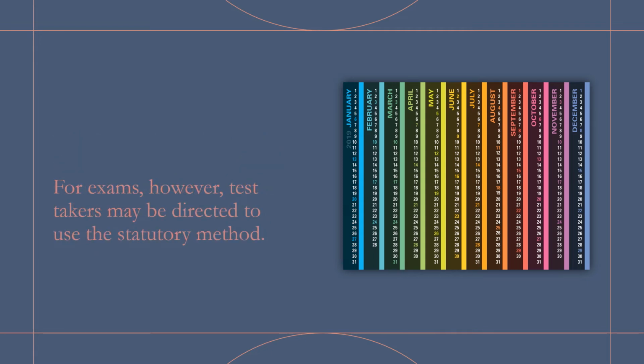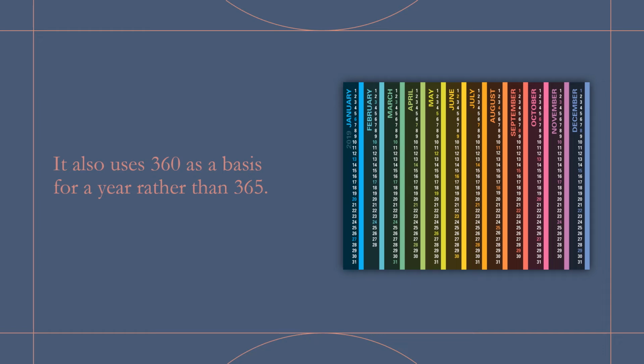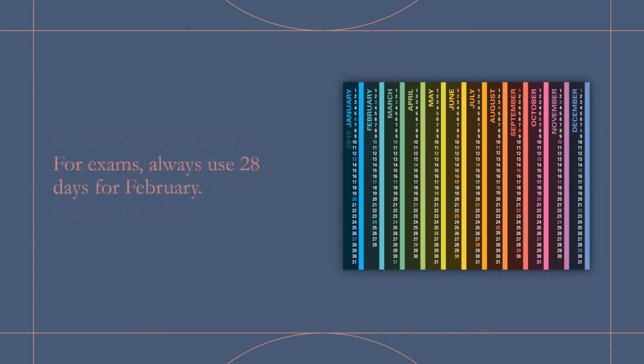For exams, however, test takers may be directed to use the statutory method. This method uses 30 days as a base for every month calculation rather than the actual days in the month. It also uses 360 as a basis for the year rather than 365. If a test question fails to indicate which method to use, always use the actual number of days. And for exams, then, you would always be using 28 days for February.